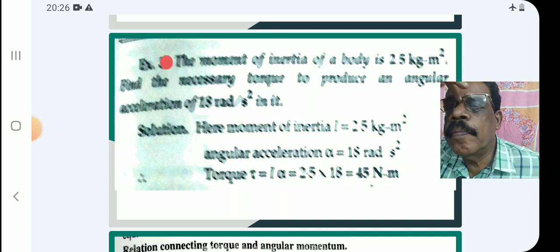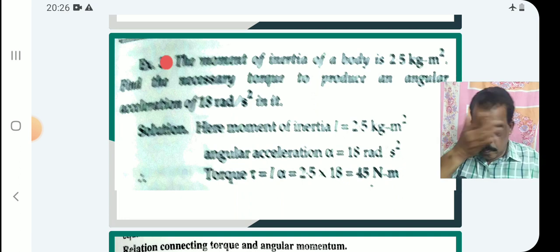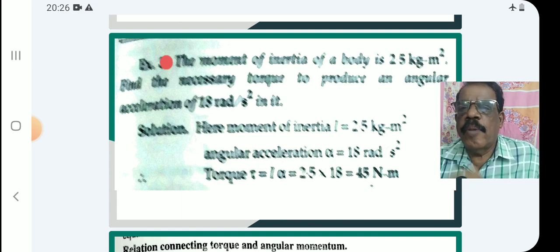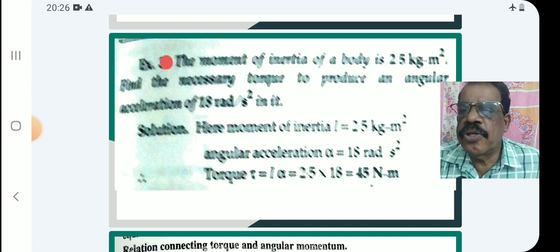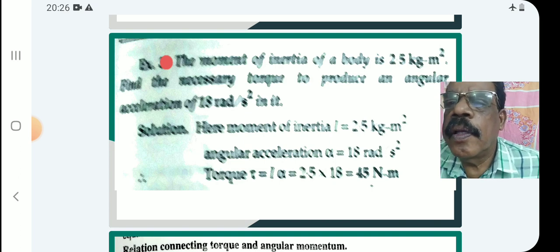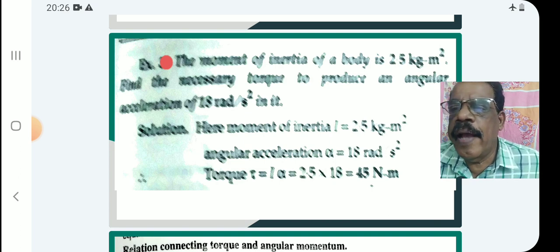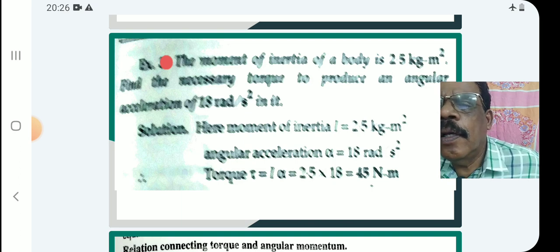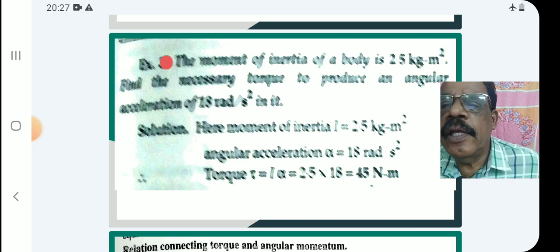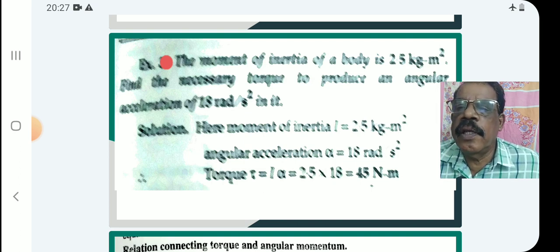Next problem. The moment of inertia of a body is 2.5 kilogram meter square. Find the necessary torque to produce an angular acceleration of 18 radians second raised to minus 2.